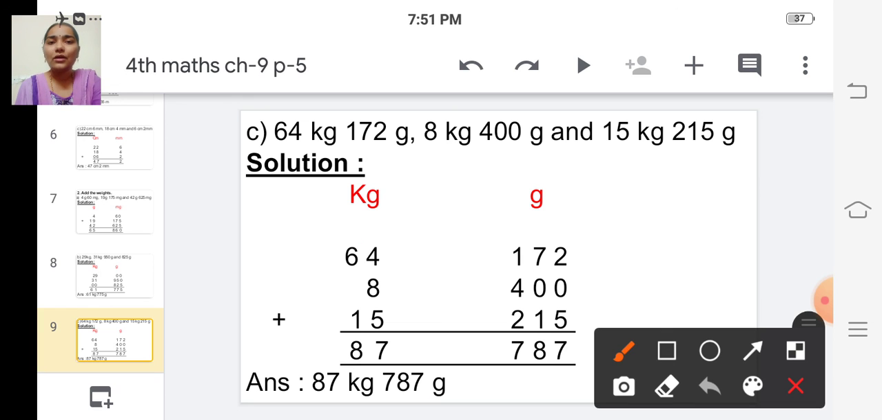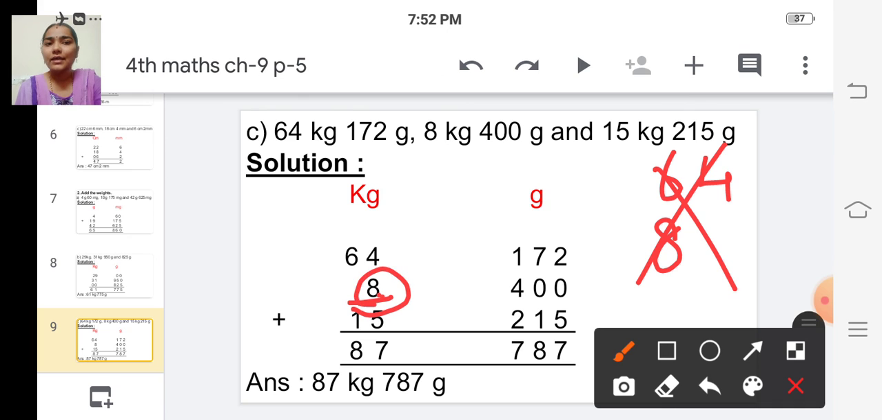And you should be clear, children. You have to write 8 here. It is in ones place. Okay. So 60 kilogram. The next one is 8 kilogram. So you should not write 8 here. So this is wrong. Okay. So you have to write 8 here in the ones place. Okay. So here it is in the ones place. Okay. You should be very careful. Okay, children.